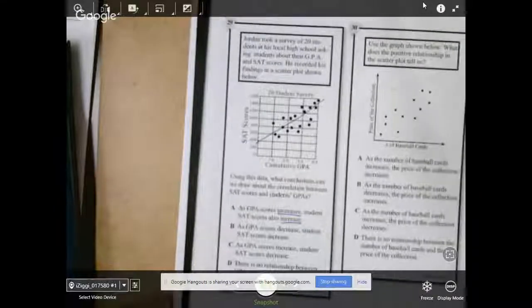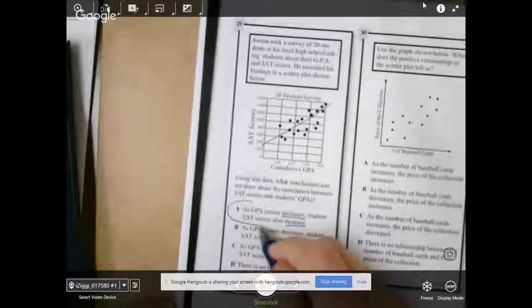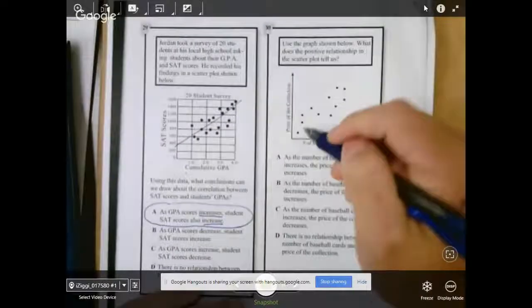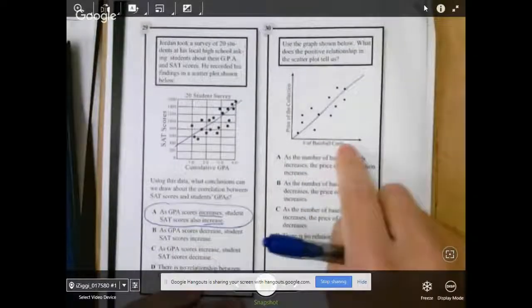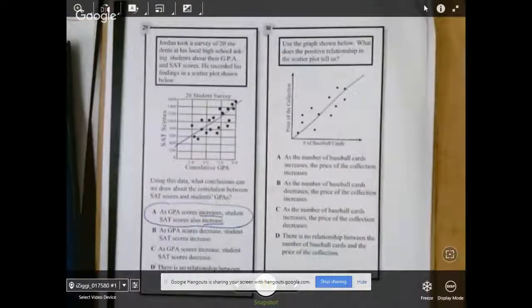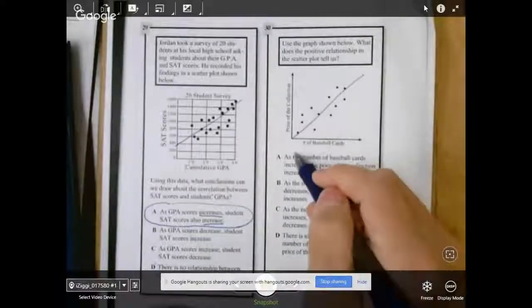And then the last one, 30, using the graph below, what does a positive relationship in the scatter plot tell us? So if it's a positive relationship, as the number of baseball cards increases, the price of the collection also increases. So again, both of these should be increasing. Okay. If it's a positive, as one thing increases, the other thing increases.